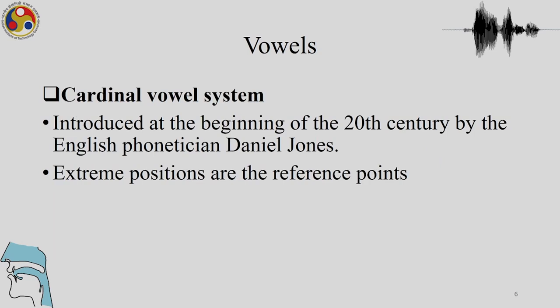So the quadrangle that we just talked about, which gives us the extreme reference points for the production of four basic vowels, was a system introduced in the beginning of the 20th century by the English phonetician Daniel Jones. So the extreme points that we have are the reference points. So what are these?